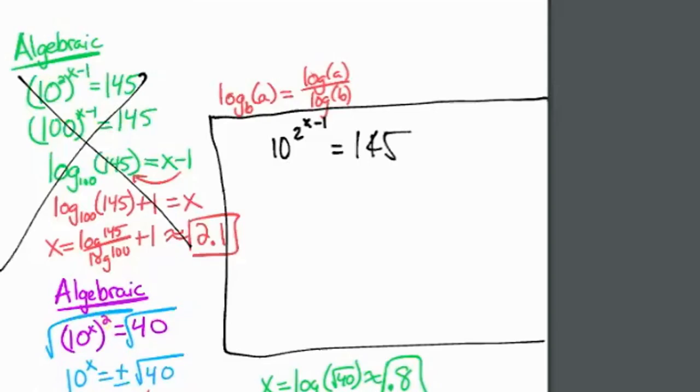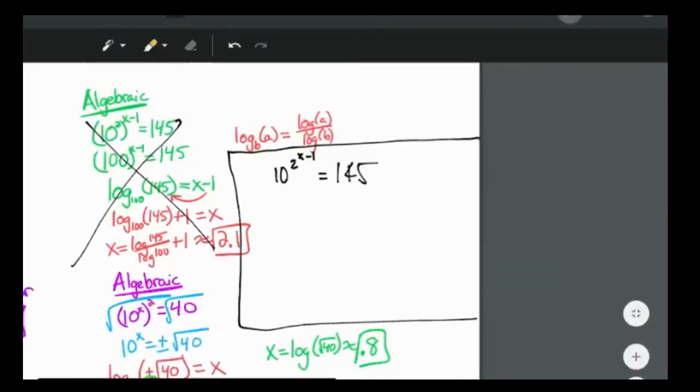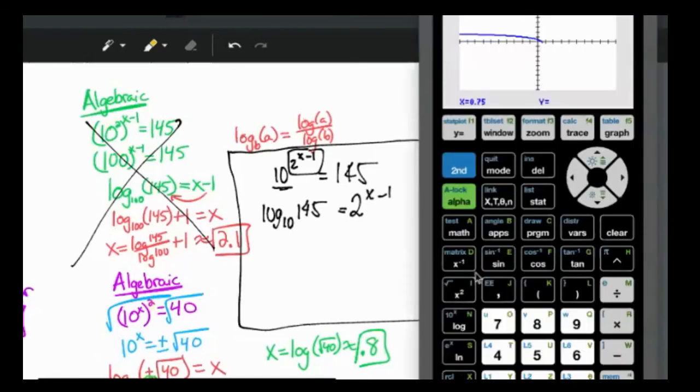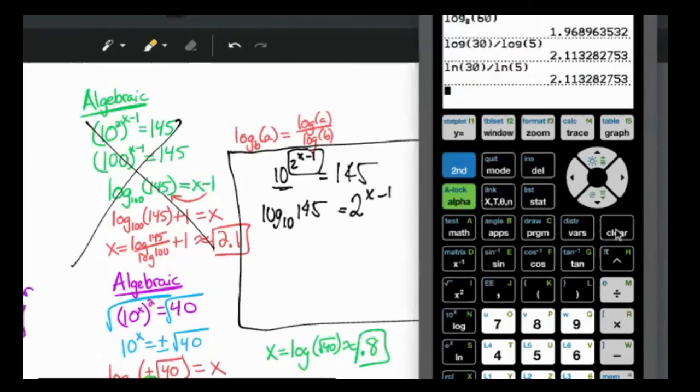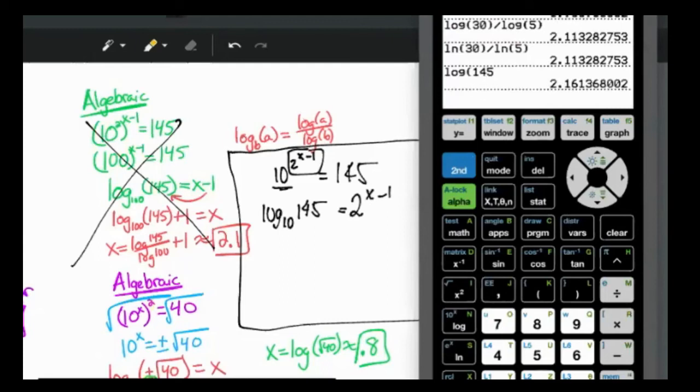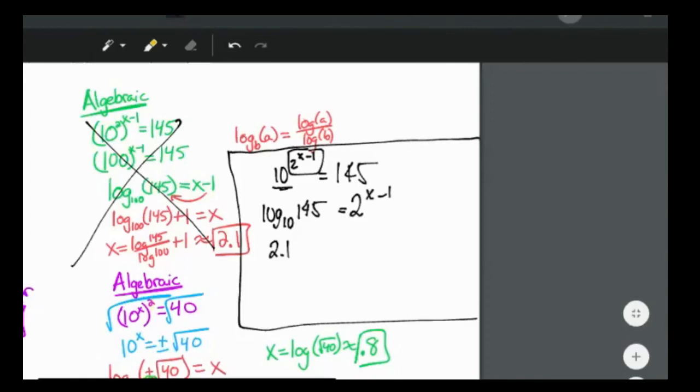All right, so what I would suggest doing for this one is looking at what is your base, and your base is 10. So you should do this as log base 10 of 145 is equal to this entire exponent, which happens to be 2 to the x minus 1. All right, and then I would say get a decimal approximation from your calculator of what is log base 10 of 145. So since it's log base 10, you just have to type in log of 145. All right, and that gives us 2.161. But I'm going to keep that actual answer in my calculator for later.